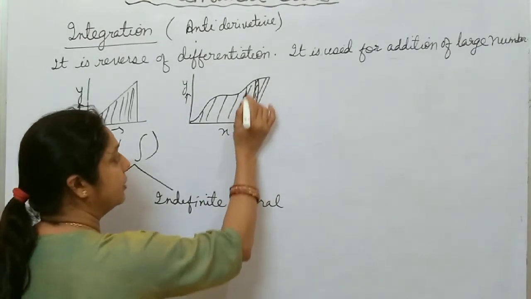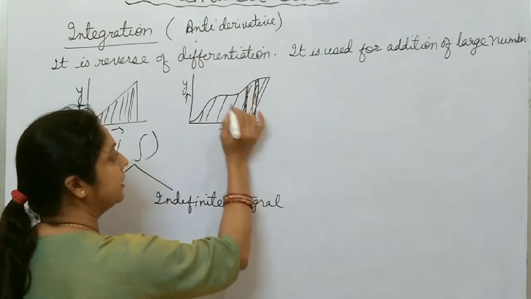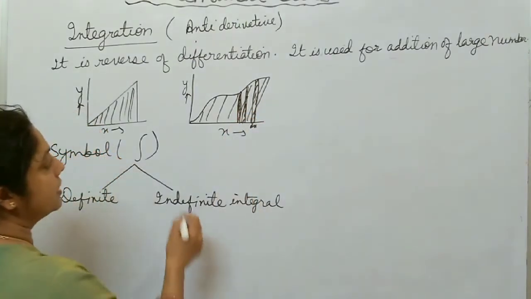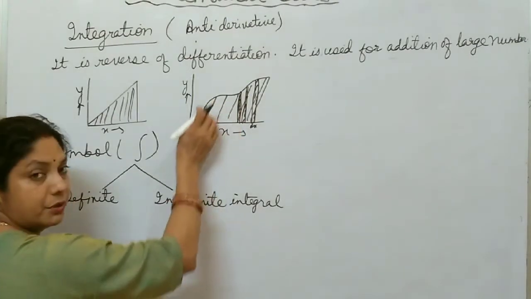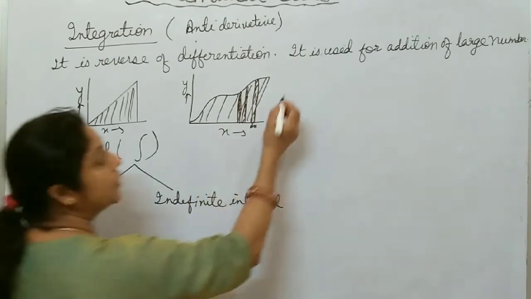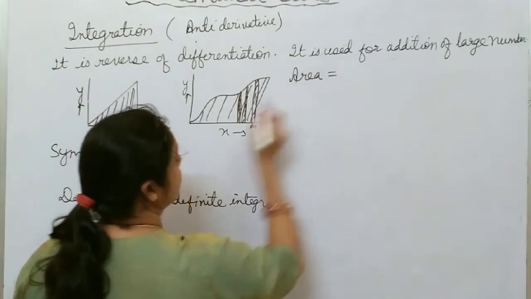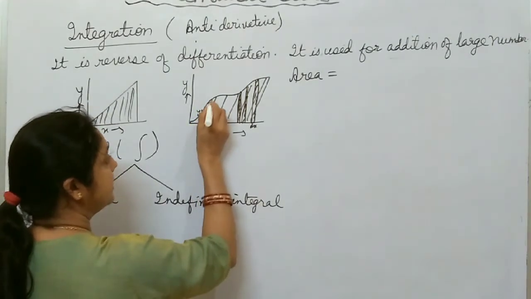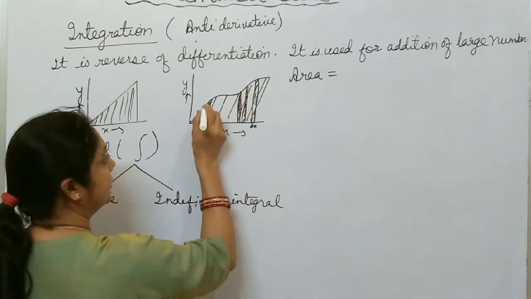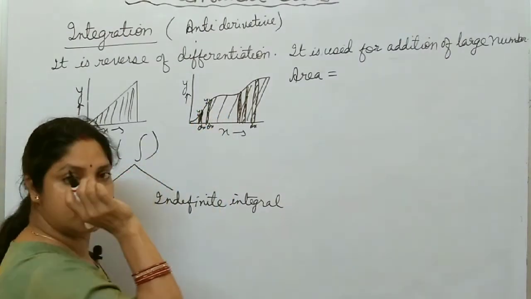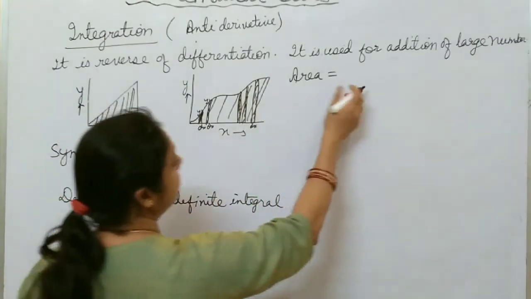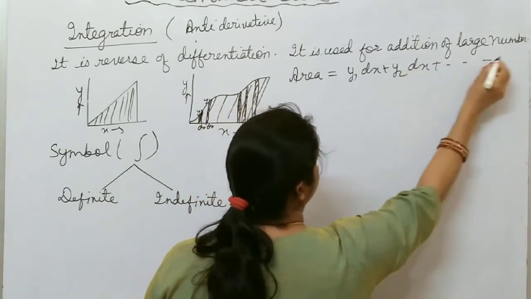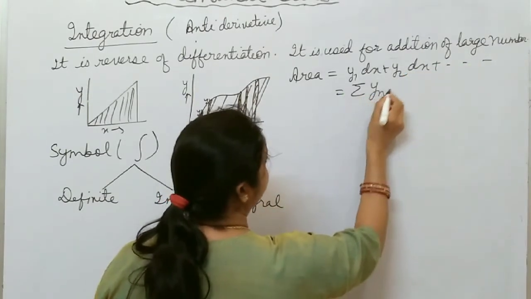Again you find the area of these small strips. Again this one is y into dx, again y into dx. In this way you calculate the area of all the small strips and add all these areas, and you get the total area. Suppose the first strip is y1 and this is dx, the second strip is y2 and this side dx. So y1 dx plus y2 dx plus so on. I will take the summation sign of y and dx.